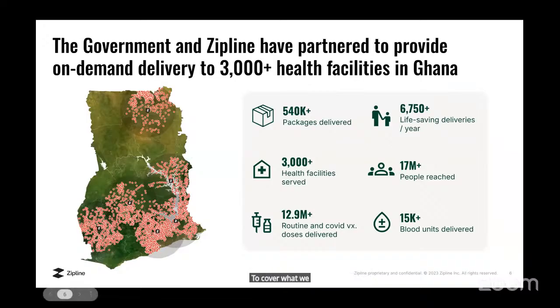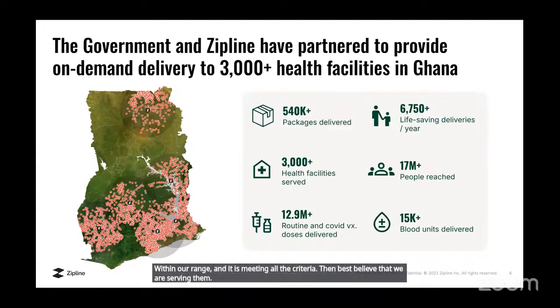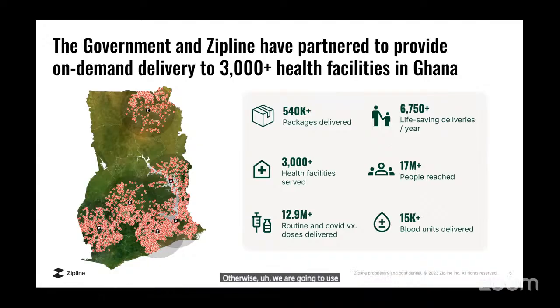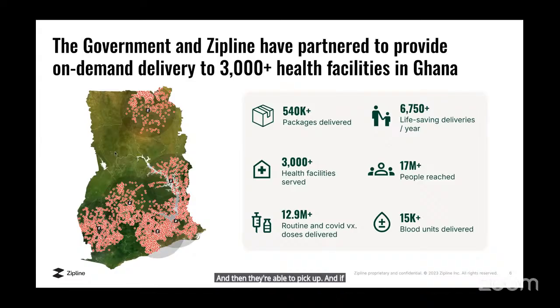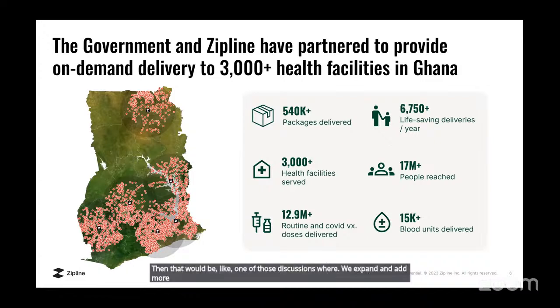For all of these locations, if there's a health facility within our range and it is meeting all the criteria, then best believe that we are serving them. Otherwise, we are going to use the via site like you spoke about. We drop it to the nearest facility, and then they're able to pick up. And if they are out of our range, then that will be one of those discussions where we expand and add more distribution centers so we are able to reach them.